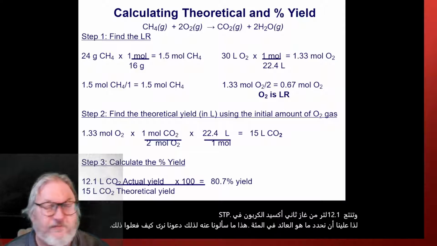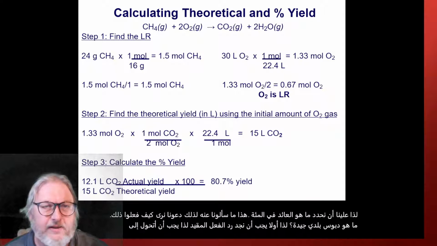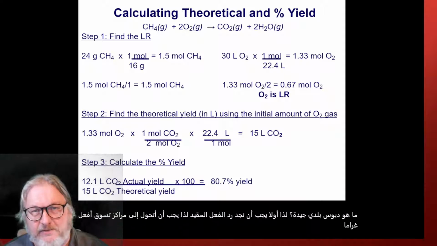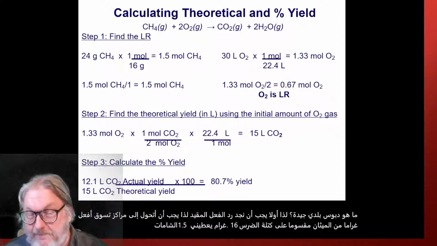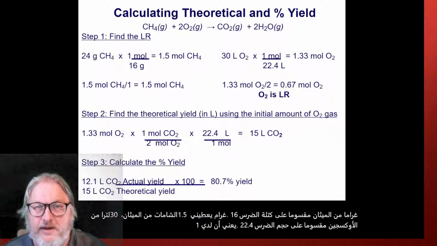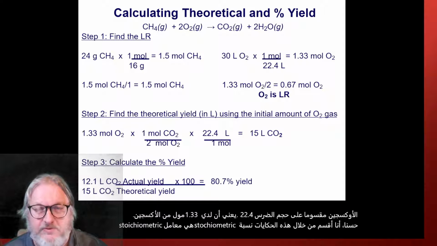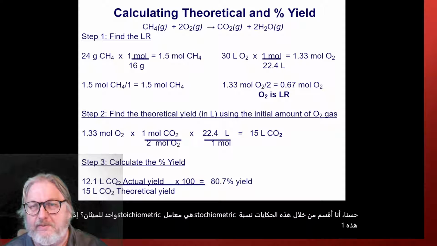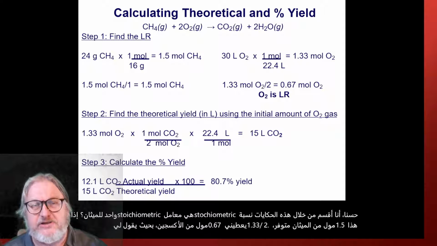Good. So first we've got to find the limiting reactant. So I've got to convert to moles. I do 24 grams of methane divided by the molar mass, 16 grams, which gives me 1.5 moles of methane. 30 liters of oxygen divided by the molar volume, 22.4, means I have 1.33 moles of oxygen. Okay, I divide through by the stoichiometric coefficient, 1 for methane, so that's 1.5 moles of methane available. 1.33 divided by 2 gives me 0.67 moles of oxygen. So that tells me I have fewer moles of oxygen available. Oxygen is the limiting reactant.